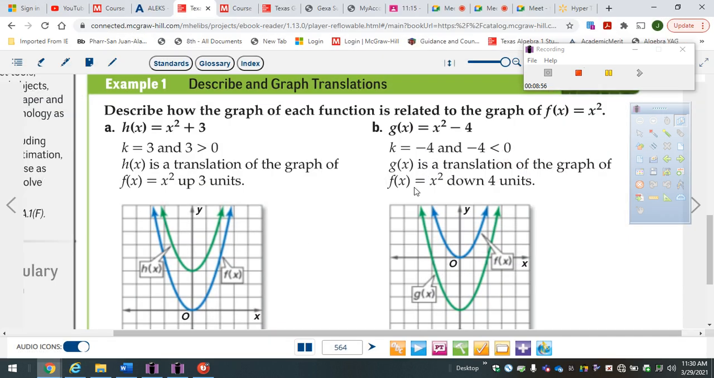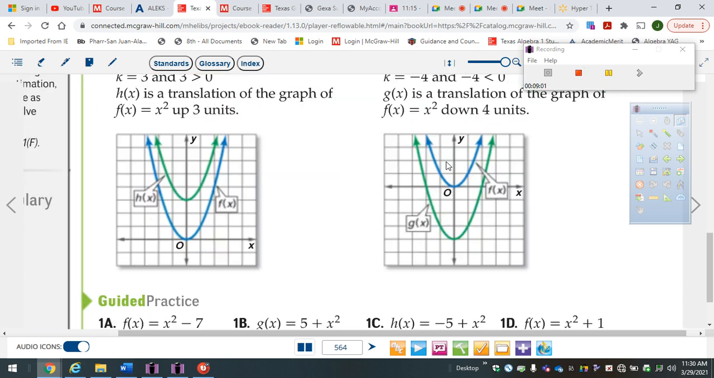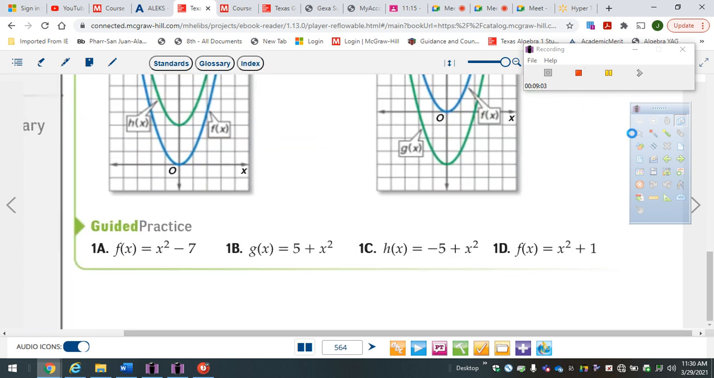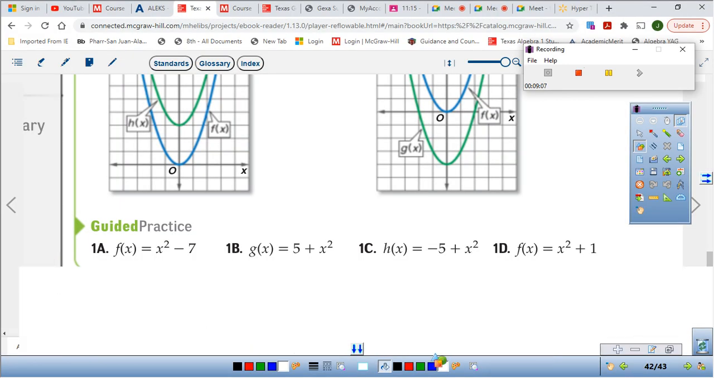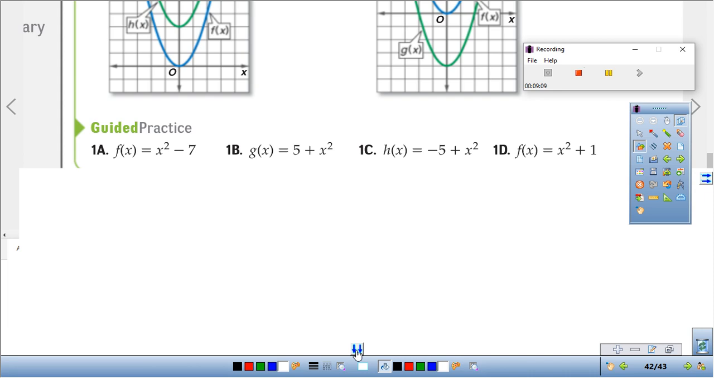Okay, so this is my answer. G of x is translated 4 units down. Cool? Let's go ahead and try this one, guys. Actually, not try. Let's go ahead and graph these and say what's going on. We need to practice. You do need these. These are star test questions.